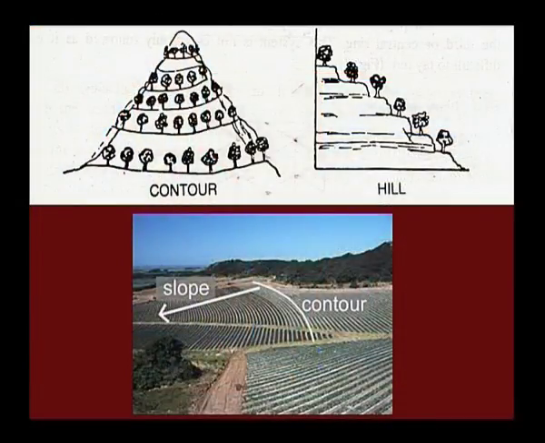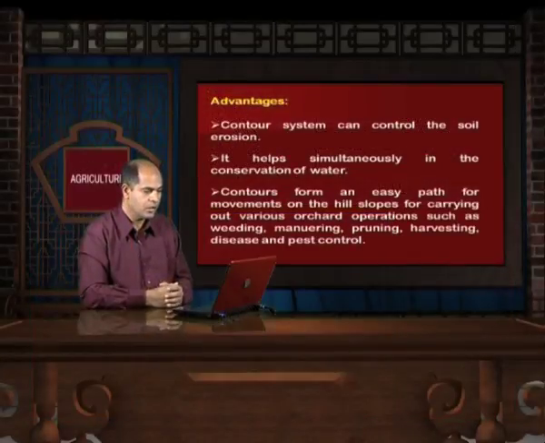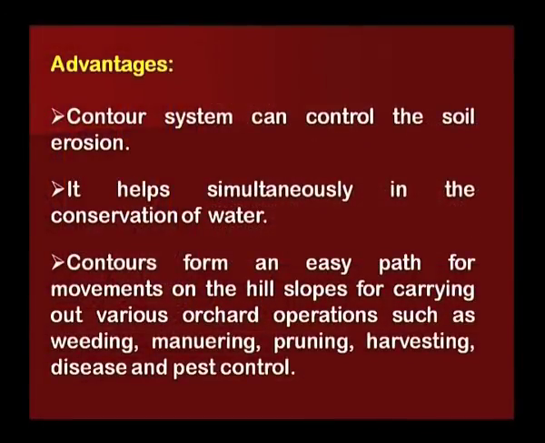This picture shows the layout of contours on a hilly area. You can clearly see the formation of contours across the slope. Advantages: the contour system can control soil erosion. It helps simultaneously in the conservation of water. Contours form an easy path for movement on the hill slopes for carrying out various orchard operations such as weeding, manuring, pruning, harvesting, and disease and pest control.